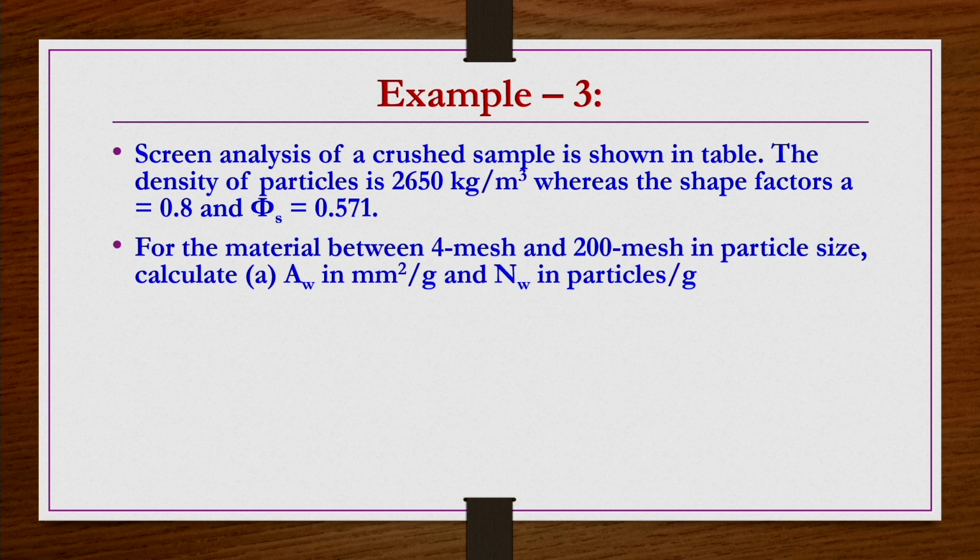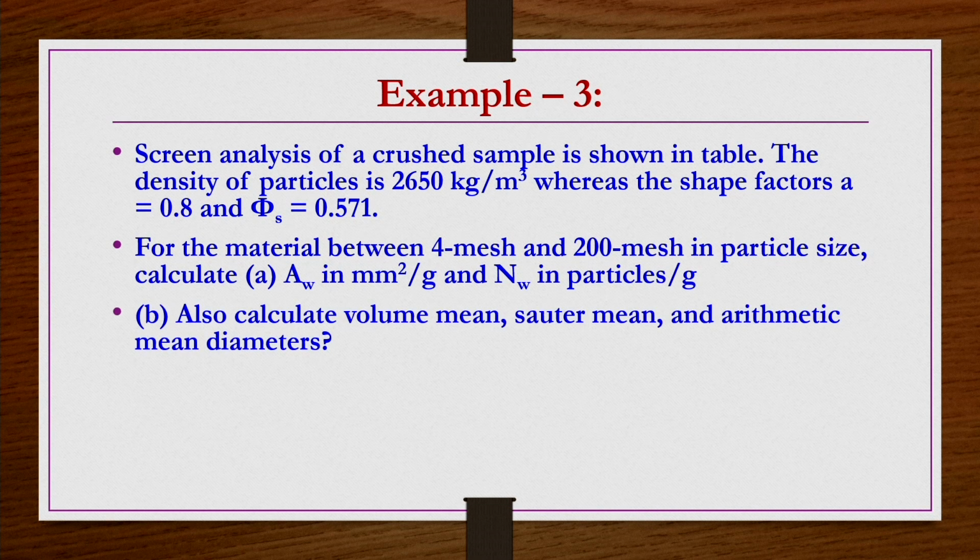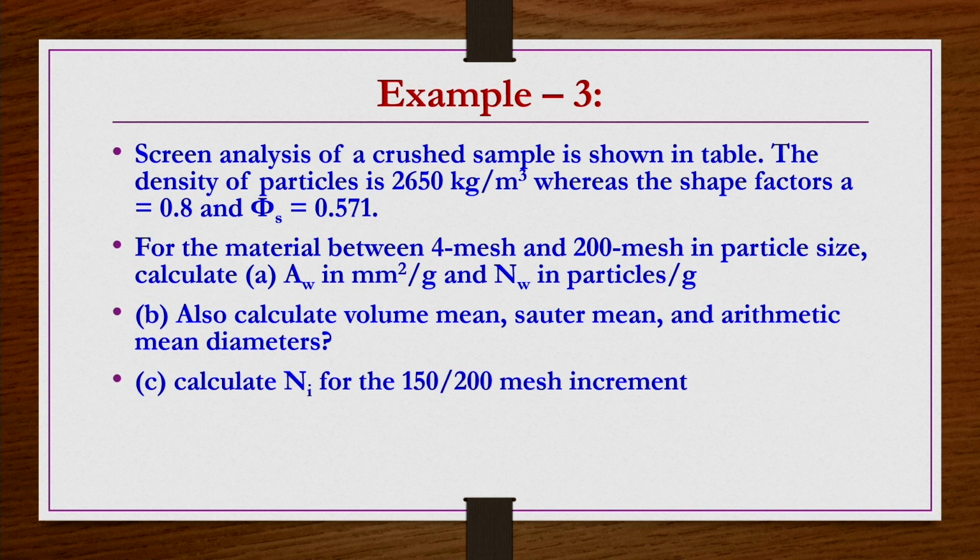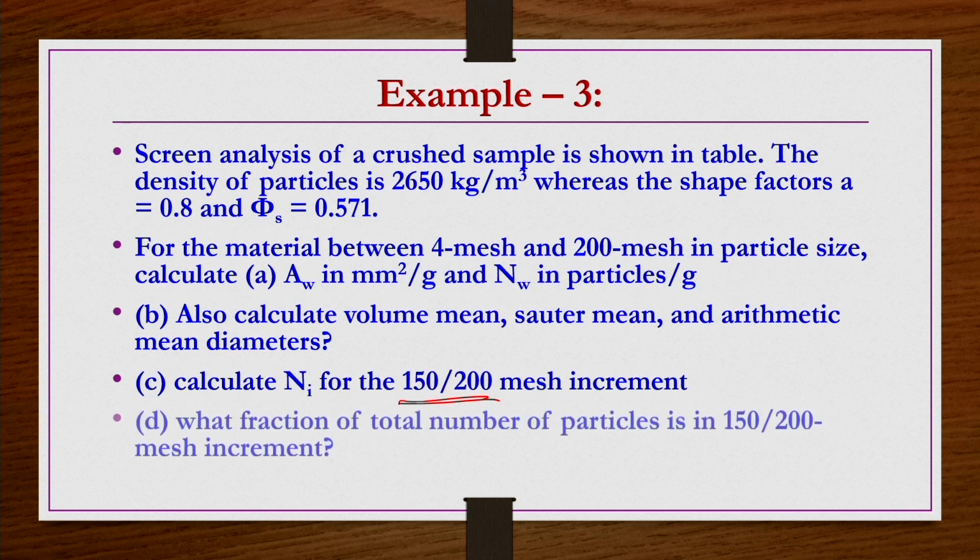For the material between 4 mesh and 200 mesh in particle size, calculate AW, that is the specific area of the sample in mm square per gram, and then Nw in particles per gram, that is the total number of particles per gram of the sample. Then also calculate the volume mean, Sauter mean and arithmetic mean diameters. Also calculate Ni only for the 150 by 20 mesh screen increment, not for the entire sample, only for that particular increment.